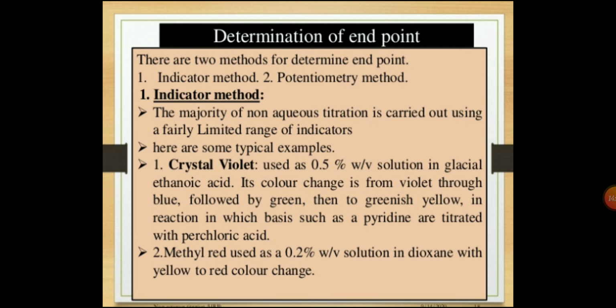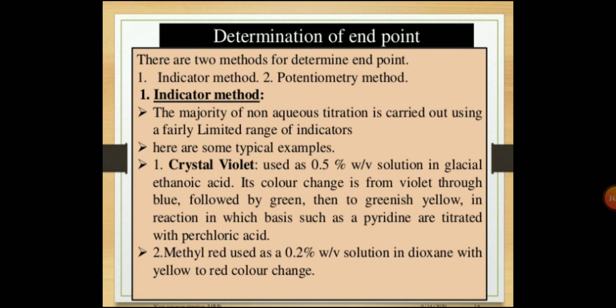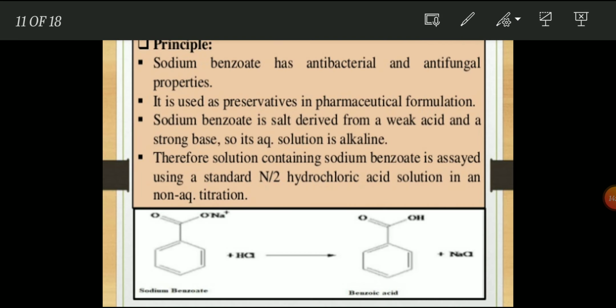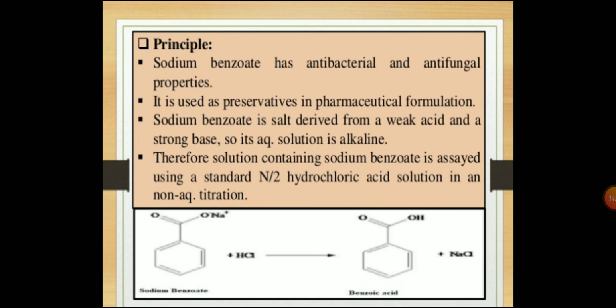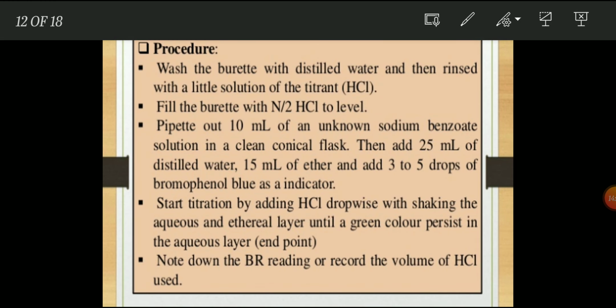See, this is the determination. Under the determination, the principle is to determine the sodium benzoate end point. This is the structure of sodium benzoate. The sodium is there, and then it reacts with the hydrochloric acid solution, and gives benzoic acid. Then you need to understand the procedure, how to conduct this titration.